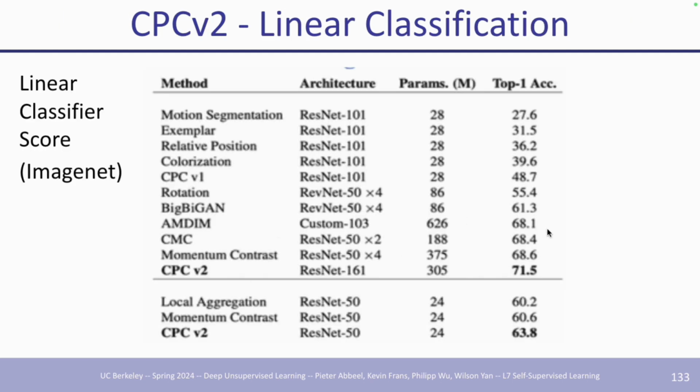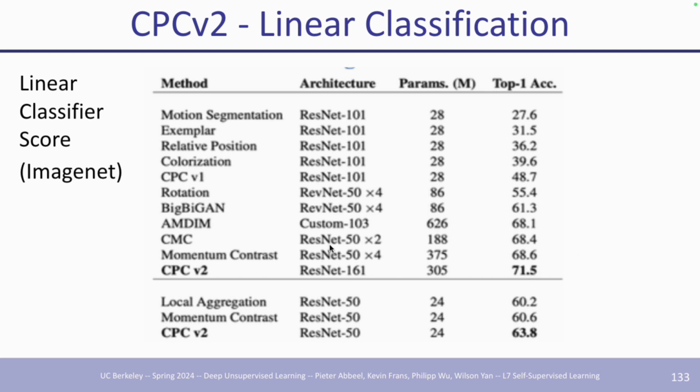So here are the results on ImageNet linear classifier score, and we see that we've gotten huge improvements from what we saw before. CPC v1 was sitting around 48%, but with CPC v2, we've gone all the way up to 61%.